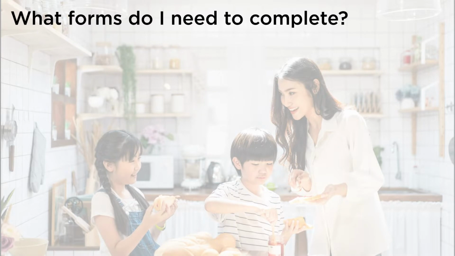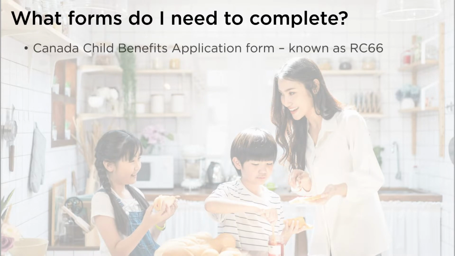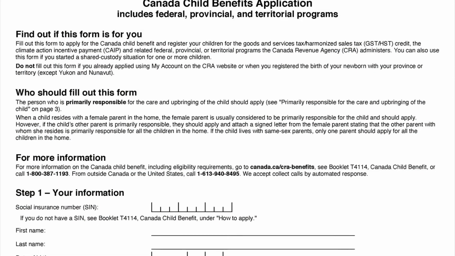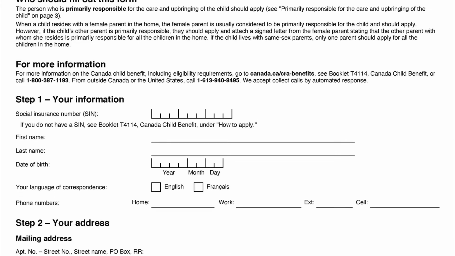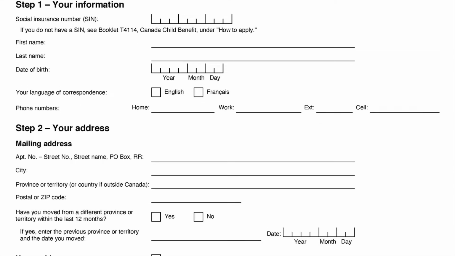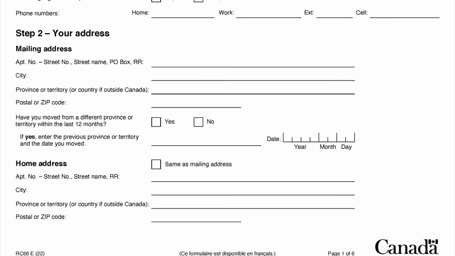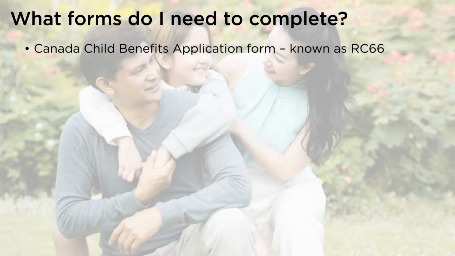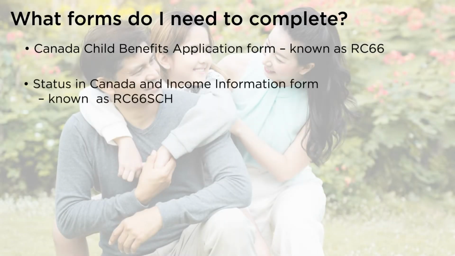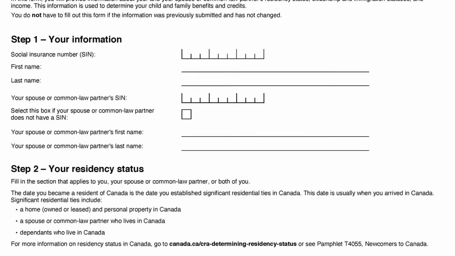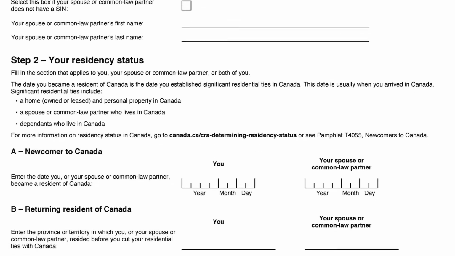What forms do you need to complete? The first form that you need to complete is called Canada Child Benefits Application Form. This form asks you about you and your family's personal information, such as your names, address, and citizenship status. The second form that you need to complete is called Status in Canada and Income Information Form. This form is if you or your spouse became a resident of Canada in the last 2 years.